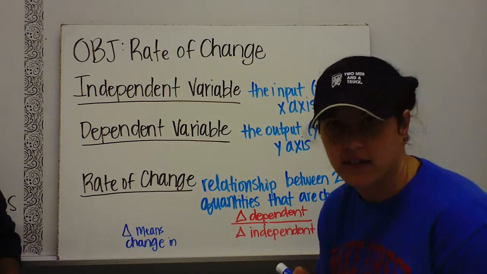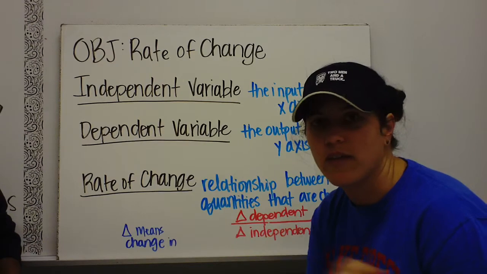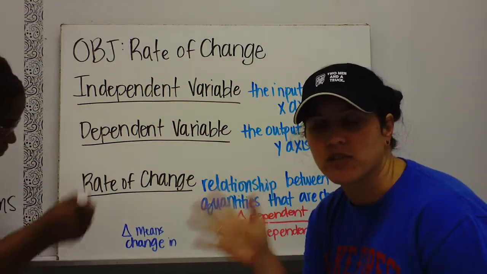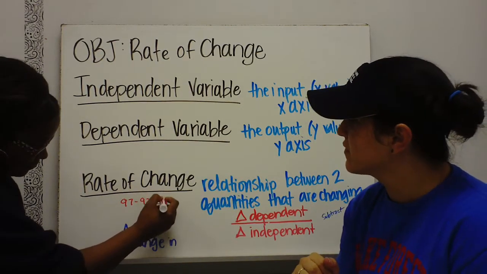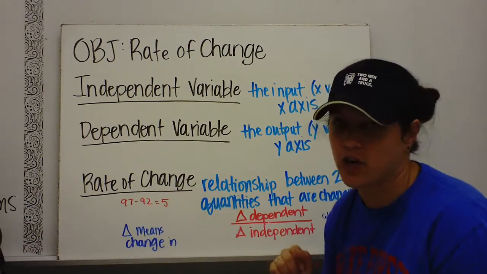So if your average is a 92 and then your average is a 97, it changed by 5 points because you subtracted 97 minus 92. So it changed 5 points. So when you find the change, you're going to subtract.